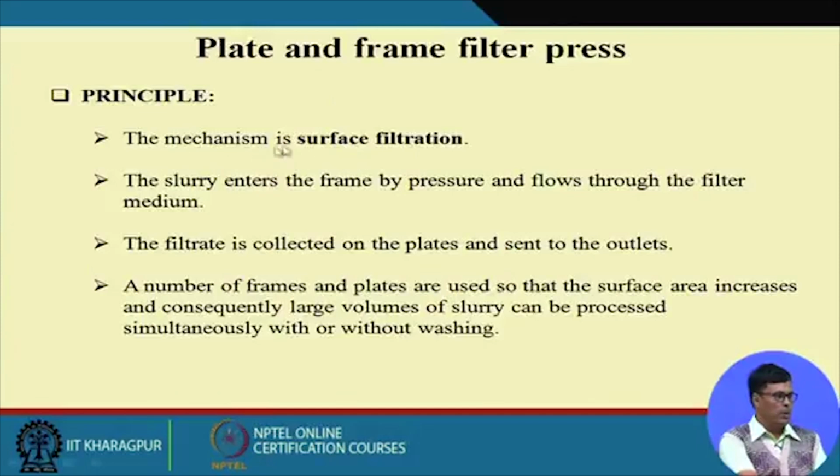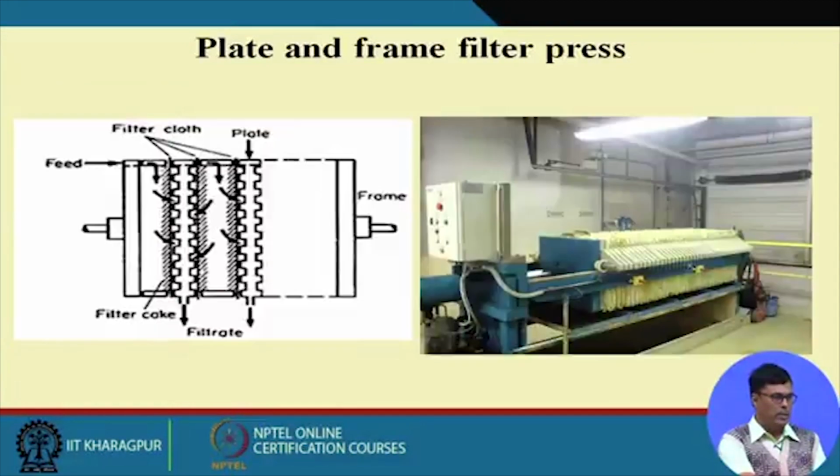The mechanism is surface filtration. The slurry enters into the frame by pressure and flows through the filter media. The filtrate is collected on the plates and sent to the outlet. A number of frames and plates are used so that the surface area increases, and consequently a large volume of slurry can be processed simultaneously, with or without washing. This is largely in practice in the baker's industry.